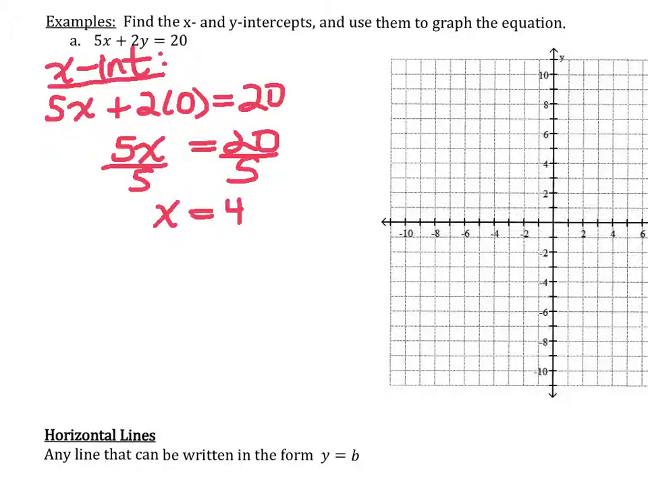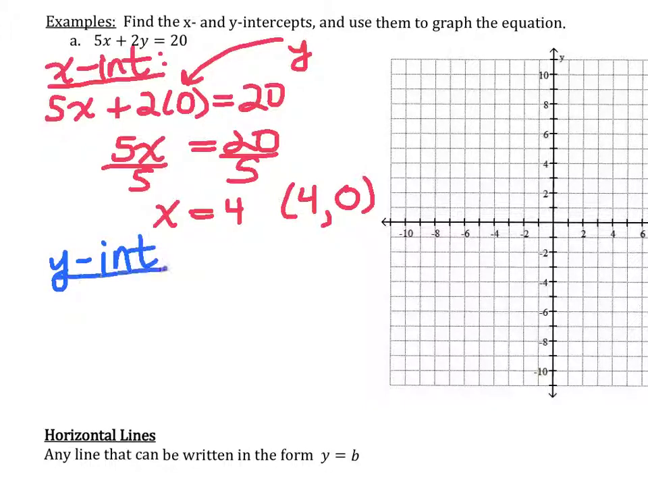And so as an ordered pair, we have an x-coordinate of 4, and remember, we said with the x-intercept, our y is always 0. And so we get the point (4, 0). Now I'm going to find my y-intercept, and I'm going to abbreviate intercept with int. This time we set x equal to 0, and then we solve for y.